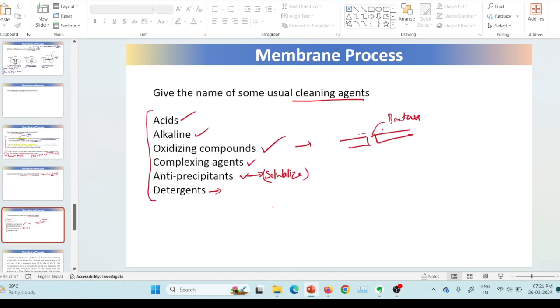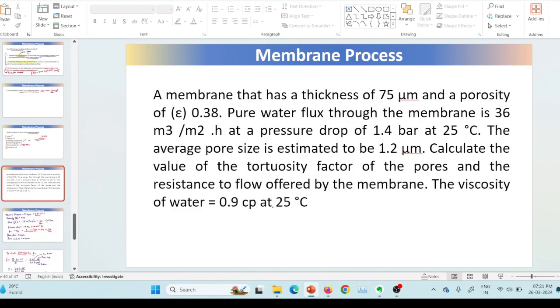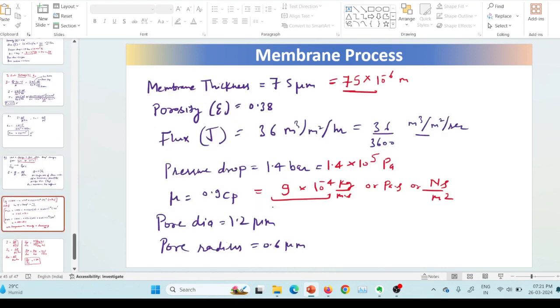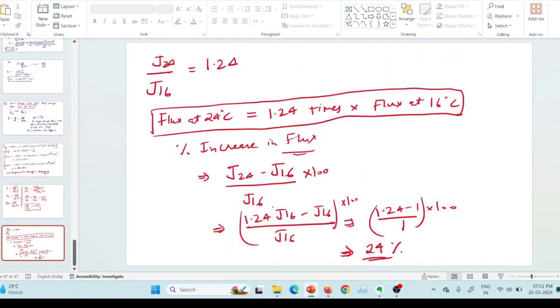Cleaning agents we studied are acids, alkalines, detergents, anti-precipitants, and complexing agents. These will help clean the membrane. So this was all about week 9.